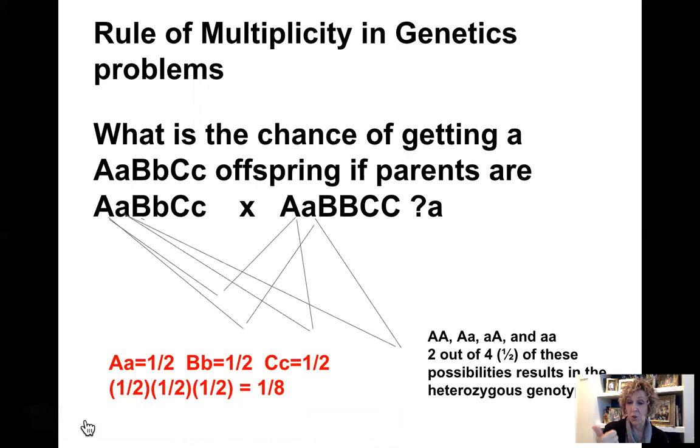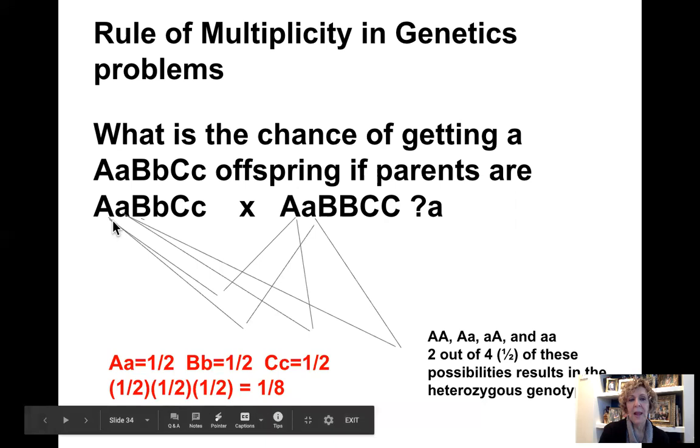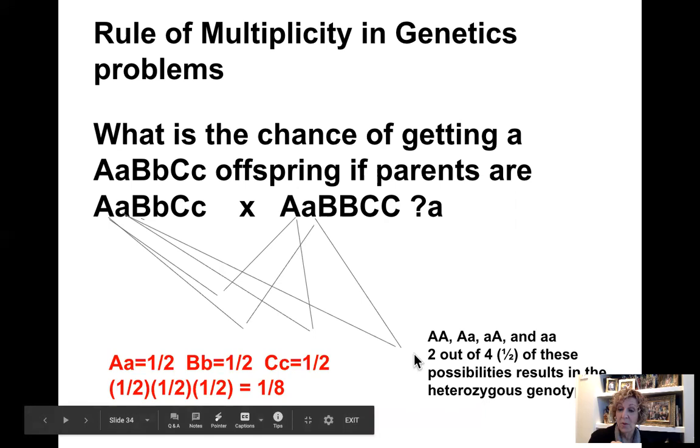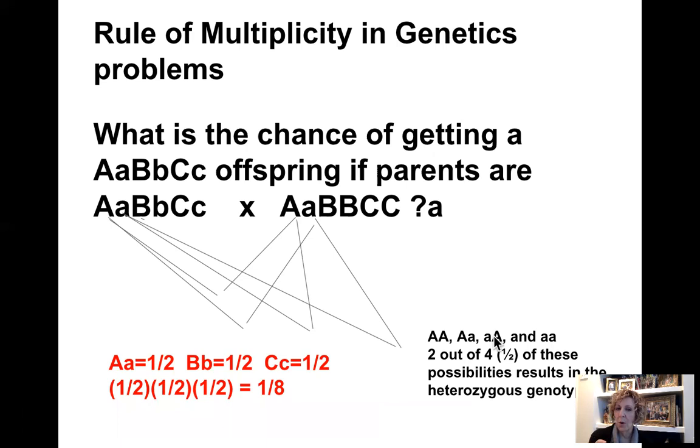So you could get big A, big A, you could get big A, little A, you could get little A, big A, and you could get little A, little A. Okay. And so how many of these 4 possibilities, 1, 2, 3, 4, is heterozygous, right? Because that's what the question is asking, heterozygous. So it's 2 out of those 4, right? It's this one and this one. So 2 out of the 4 possibilities is just for the A part of this problem.